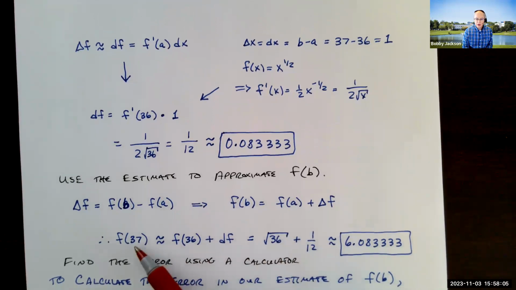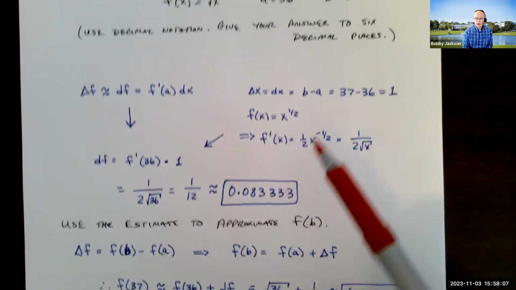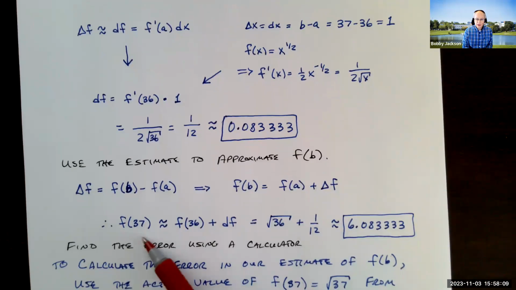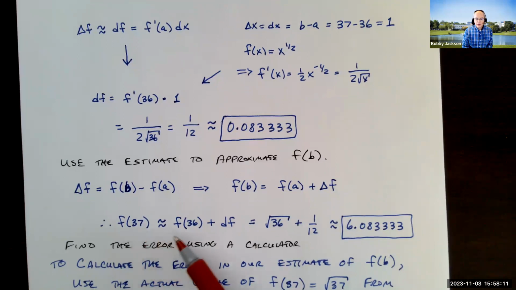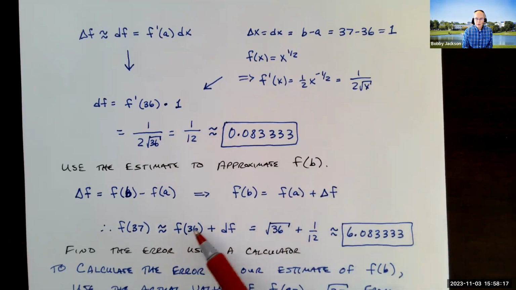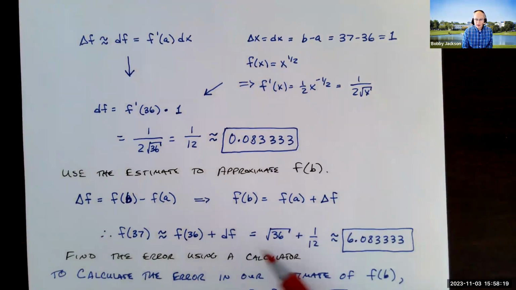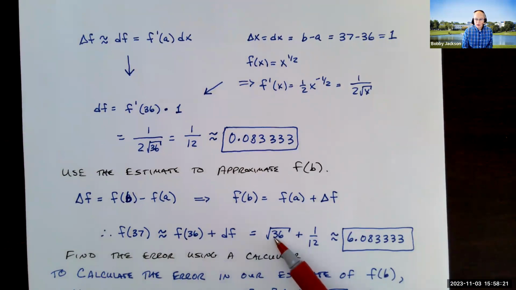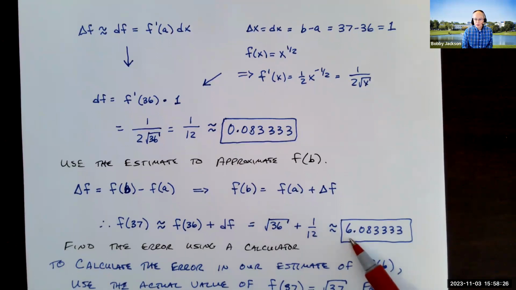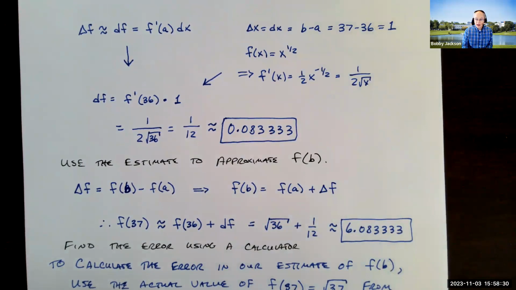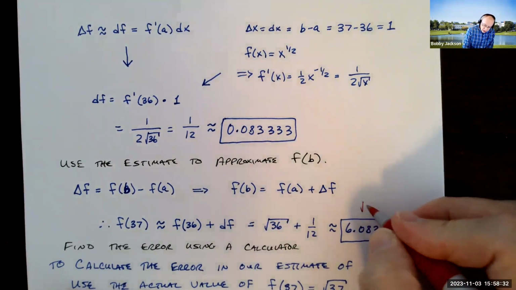And so f of b, remember b was 37, a was 36. So f of b is approximately f of 36, f of a, plus that differential that we just found there. So f of 36, remember the original function is just the square root of x. So it's the square root of 36, which is 6, plus our estimate above, which was 1/12, which to 6 decimal places is this. So here's our estimate for f of 37, basically our estimate for the square root of 37.